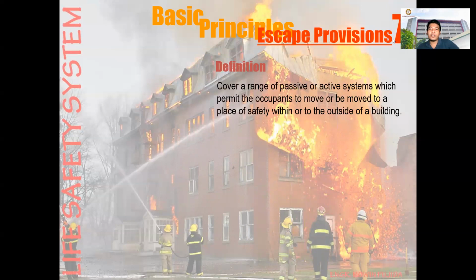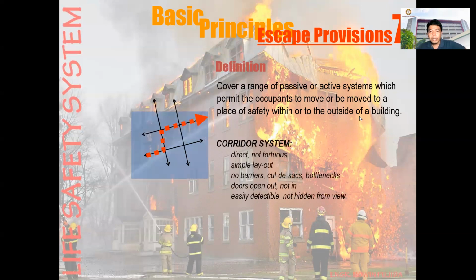So next is escape provision. The definition: you have a range of passive or active systems which permit the occupants to move or be moved to a place of safety within or to the outside of the building. Corridor system: direct, not tortuous, simple layout. No barriers, cul-de-sac, roundabout, bottleneck. Doors open out, not in. Easily detectable, not hidden from view.